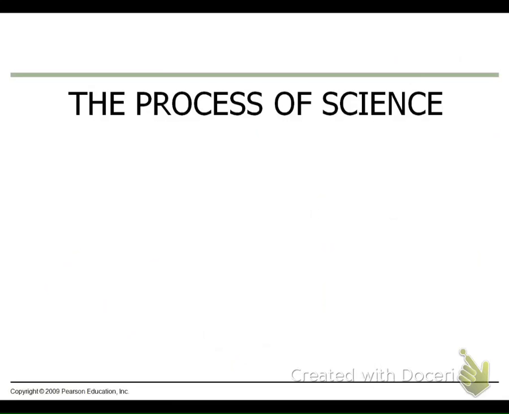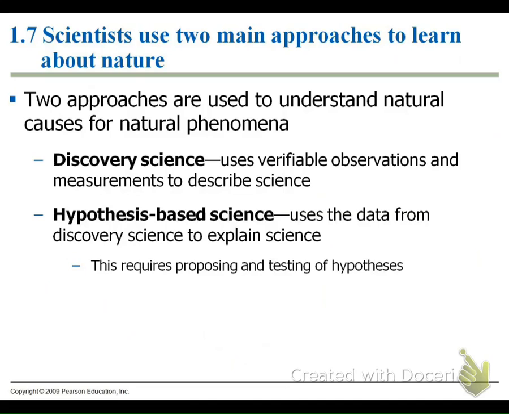When it comes to the work of scientists, they generally use two different approaches. Either hypothesis-based science, which you are most familiar with. That's kind of an if-then statement. If I do this, then I expect this result. And we talk about what makes a good hypothesis. It has to be testable. It has to be falsifiable.